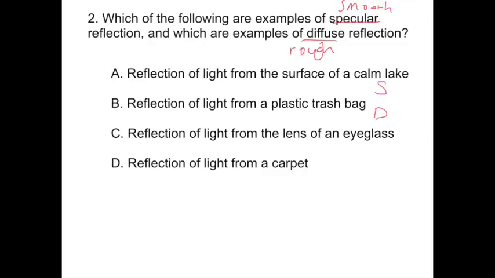C, reflection of light from the lens of an eyeglass. An eyeglass is pretty smooth, so that's specular, S. And finally D, reflection of light from a carpet. A carpet should be pretty obviously rough, so it's diffuse. It will not reflect light in the same direction all the time.